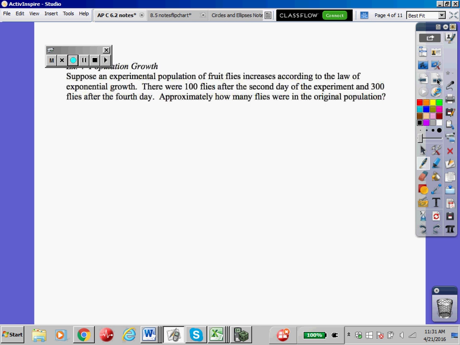Now, it says there were 100 flies after the second day of the experiment and 300 flies after the 4th day. All right, so this time they didn't give us the initial amount. Do you understand that? So that's going to be a bummer, and we need to figure it out. On day 2, there's 100, and on day 4, there's 300. So let's see what we can do with that.